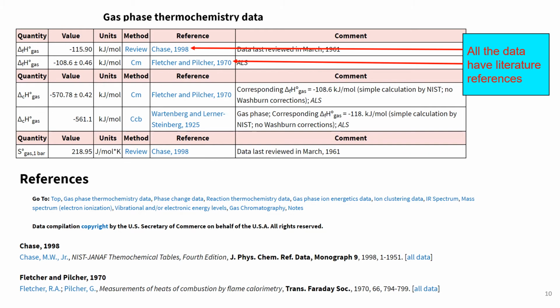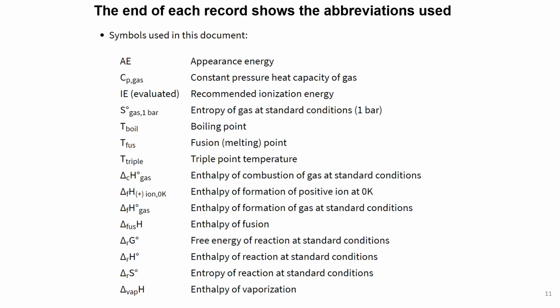When I'm asking you in your assignment to provide the reference for your data, use the complete reference that's at the bottom. A complete reference is always just the author of the article, the name of the journal, the volume, the issue, and the pages. It's not just a brief reference that's at the top. Another useful feature in the webbook is an explanation of all the abbreviations that are used. This is at the end, at the bottom of every record.